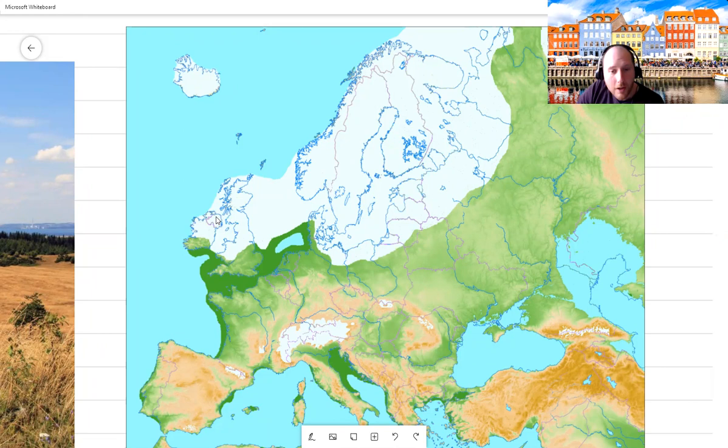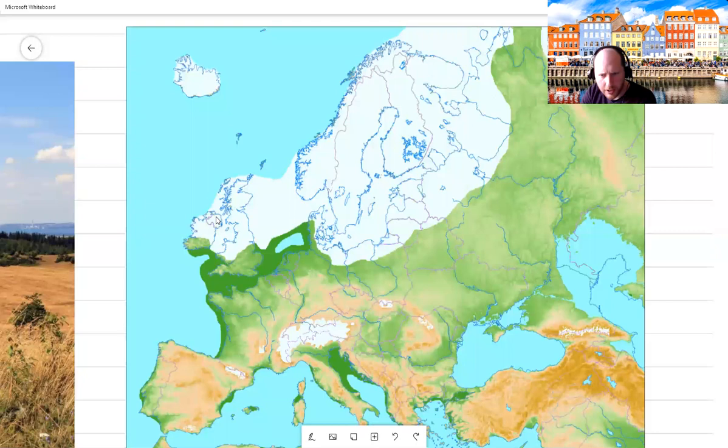Was it one big glacier? So during the last ice age, there were lots of different glaciers. A glacier is basically a very, very, very slow moving river. We still have glaciers today. They're just not in this part of the world. There's no glaciers in Britain or Denmark anymore. But if you go far enough north, up into the Arctic Circle, you will find glaciers. And they are incredibly slow rivers because they're made of ice.